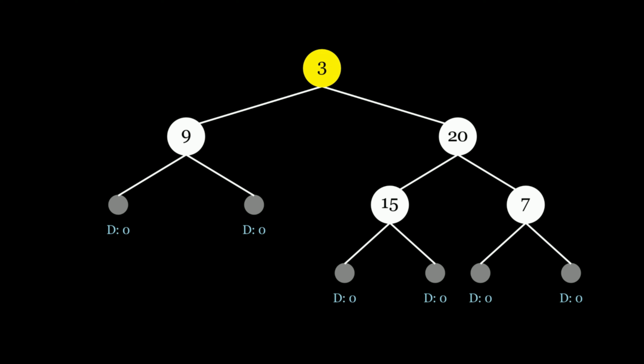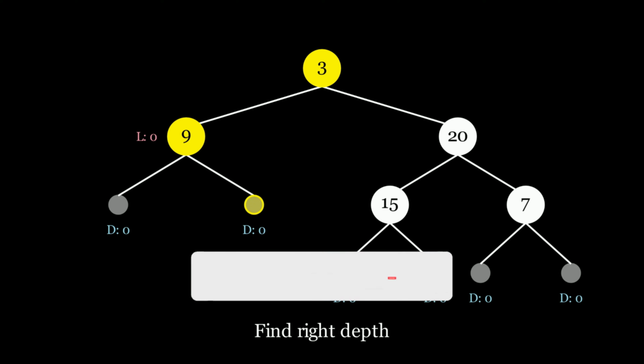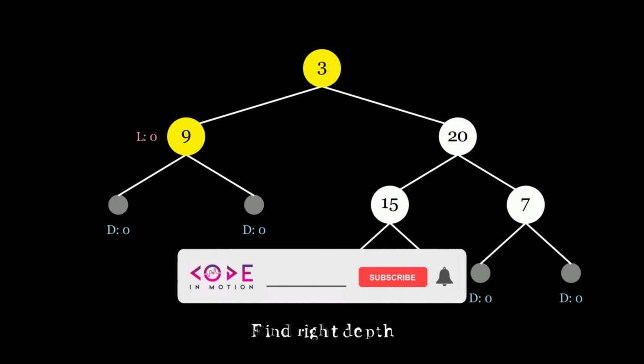We start out by scanning 3, and then we need to know the left depth. So we go to node 9. We scan node 9, we need to know the left depth. So we go to the left child of node 9, which is null. In this case, this is our base case, right? So null has a depth of 0, so we update the left depth to 0 for node 9. So let's update that. And now we find the right depth for node 9. Once again, this is a null value, and this is the base case of 0. So the right depth is 0 for node 9.